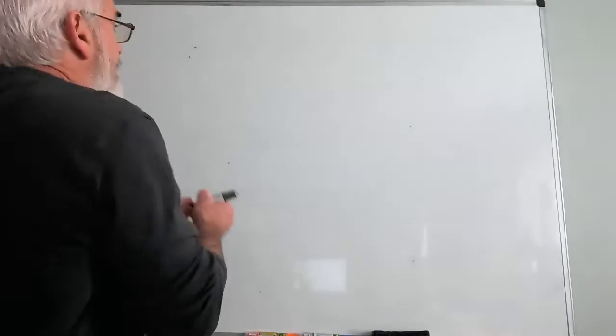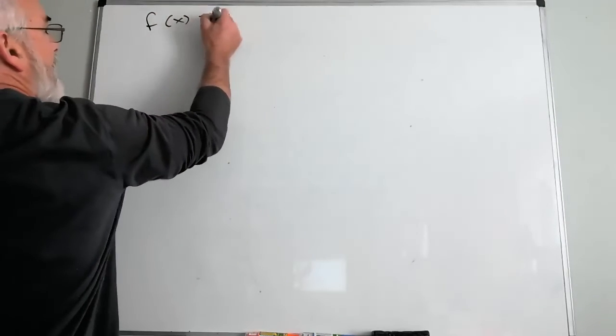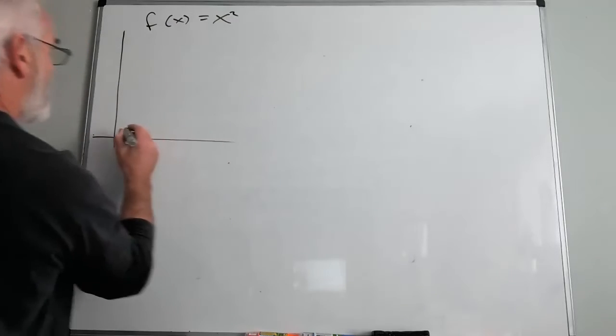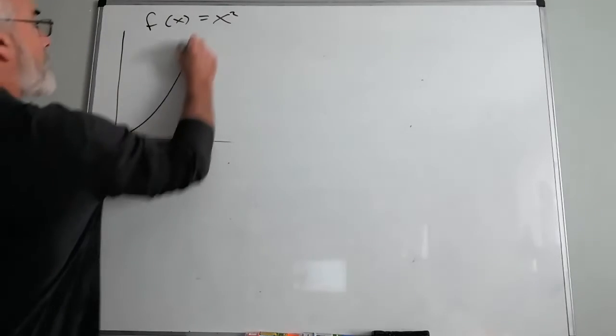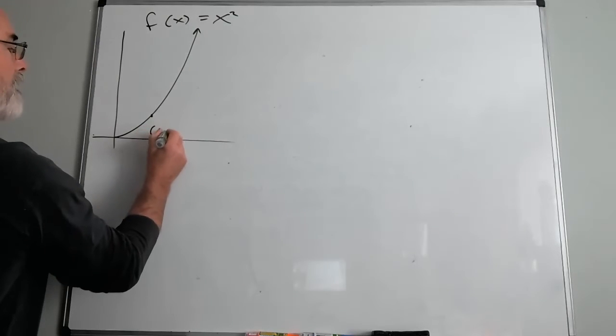So here's what I'd like to do today. I'd like to consider the graph f of x equals x squared, and I'm just going to look at the first quadrant portion of it. And then let's say here's the point right here, 1, 1.